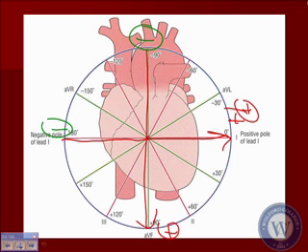When you're looking at axis, the normal axis is between minus 15 and plus 110, which is usually normal. So most people's axis should be over here somewhere. That's the normal axis. If you get a left axis deviation, which means I take this plane and put it up against my back, whichever way my hand rotates towards the left, that's a left axis deviation.